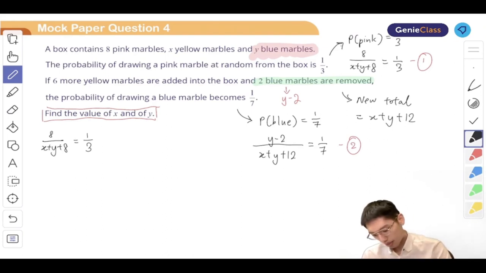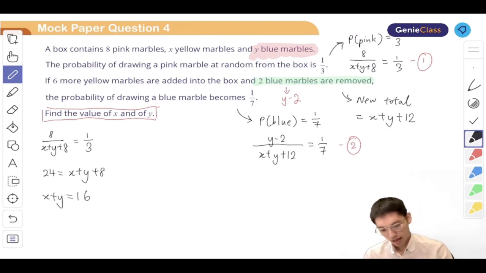So I have 8 over x plus y plus 8 equals 1 over 3. Simplify further, we'll have 24 equals x plus y plus 8. This gives x plus y equals 16. This I then call my equation number 1.